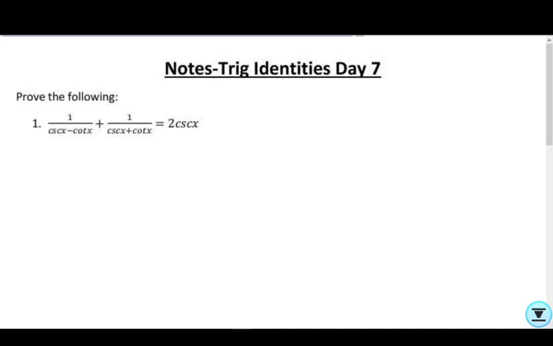We've been doing this for the last couple of days, where we have a fraction and we get common denominators and put them together. So that's what we're going to do. We start by getting common denominators. On this first one, we're going to multiply the top and the bottom by the other denominator, so it's going to be cosecant x plus cotangent x. And then on this one, we're going to multiply the top and the bottom by the other denominator.